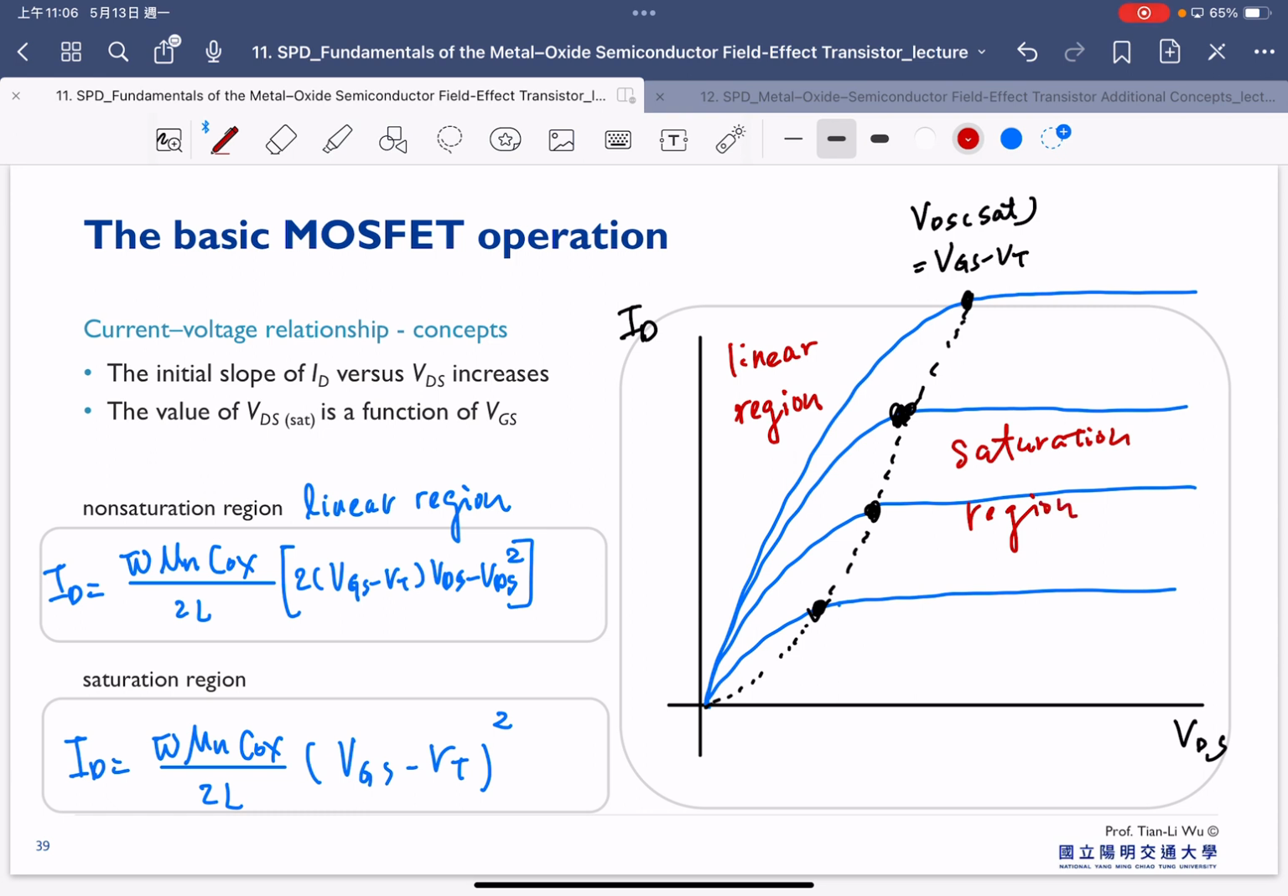And this is ID-VD with different VGS. So this ID-VD has already been shown in the last slide. Now we are plotting the full ID-VDS sets with all different kinds of VGS, and also with a clear indication of the region we call the linear region and the region we call the saturation region.